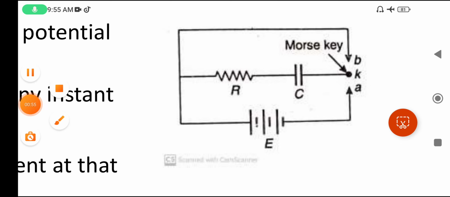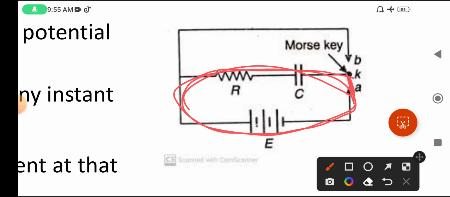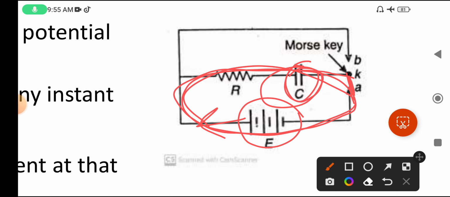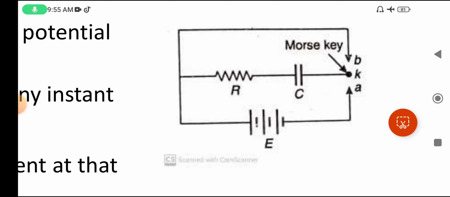Okay friends, now see here, when K is connected like this, what happens? This circuit will be closed. That means this circuit contains a battery. So the battery can give the charges, and the main use of a capacitor is to store the charges. So here charges flow. That is why I have written charges in the heading instead of current. So I have just now changed the heading.